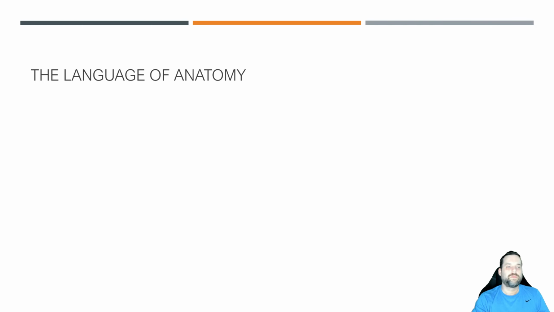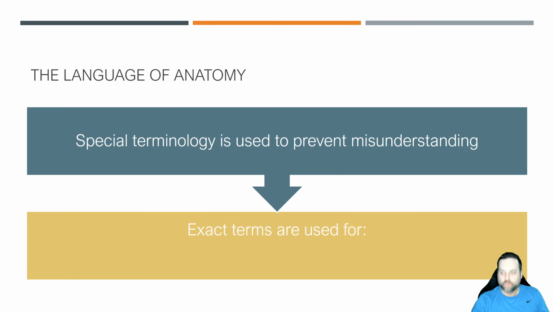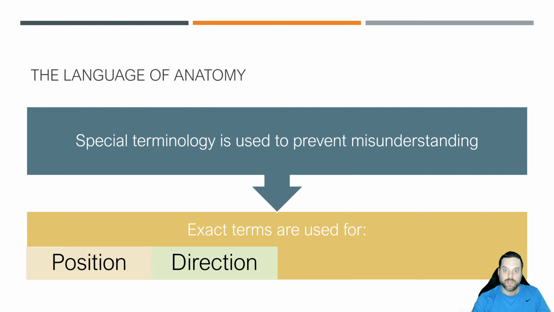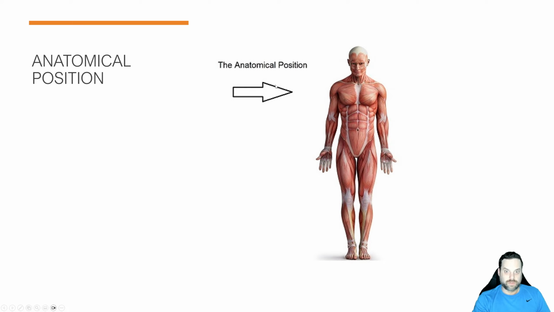So first let's talk about the language of anatomy. There's special terminology that we use, and this is used, like I said, to prevent misunderstanding between people that are discussing patients. There are exact terms that are used for the position of the person, the directional term, regional terms, as well as structures. We're going to talk about the directional terms today in this particular video and the positional terms possibly. So first thing is this particular position.